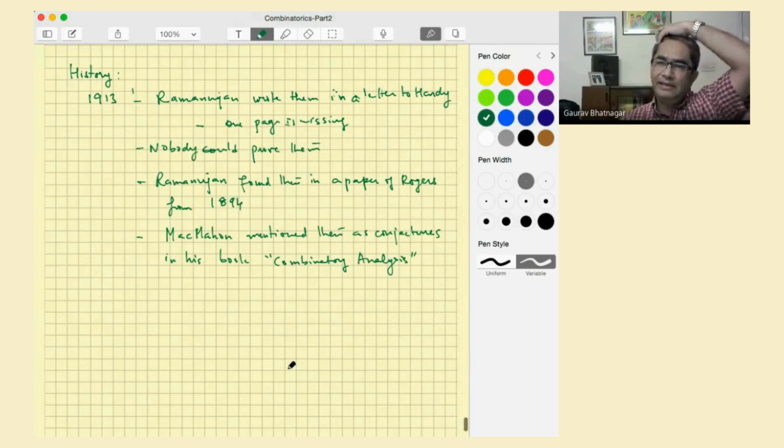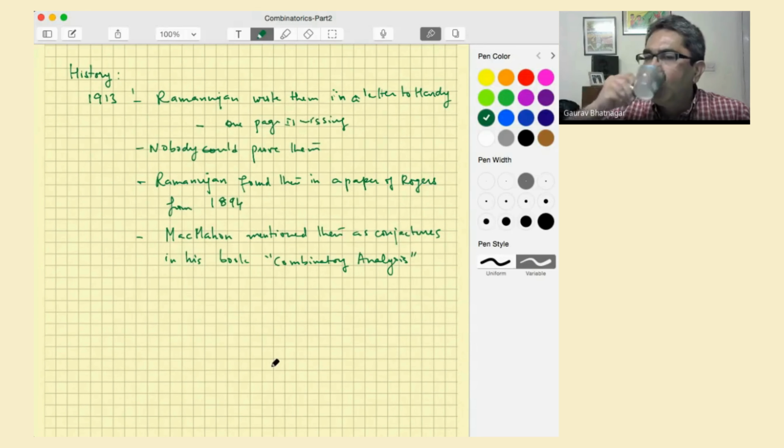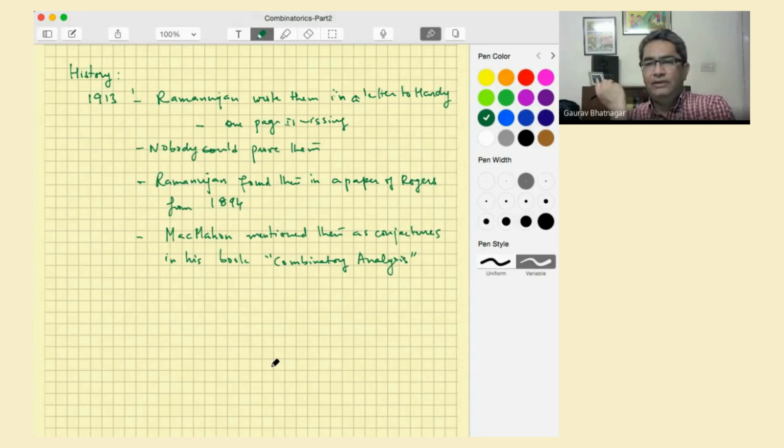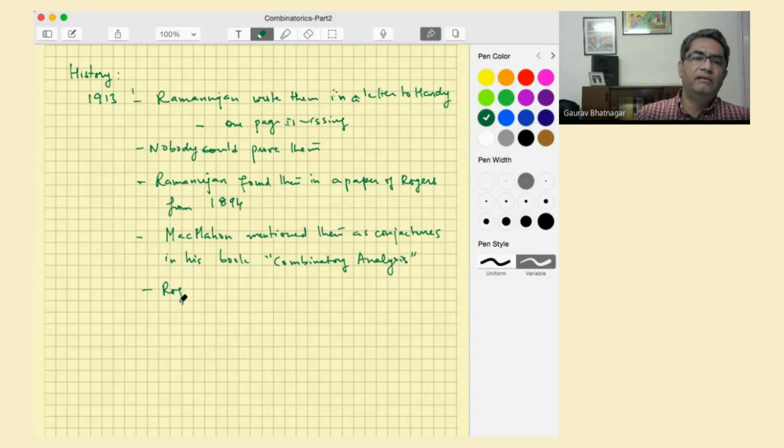So McMahon has an Indian connection. He was posted in India at some point. Then he went back, and then he was like a computer. He was really good, and he was interested in math. So he was hanging around, and he mentioned them as conjectures, and then Rogers wrote to him and others and complained that these are not conjectures, I have proved them.